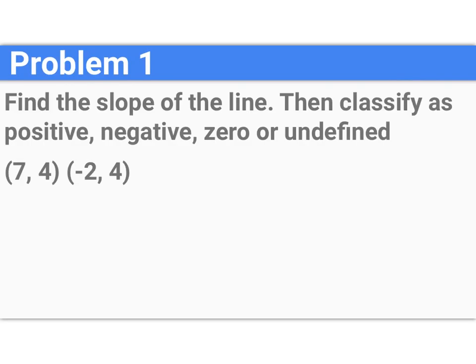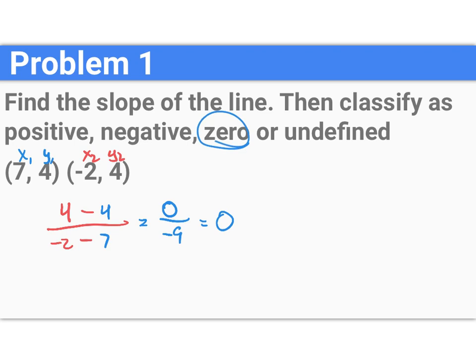Okay, find the slope of the line and classify as positive, negative, 0, or undefined. So let's go. So x1, y1, x2, y2, y minus y over x minus x equals 0 over negative 9, which equals 0. The slope of the line is 0, which means on a graph this is a flat line.